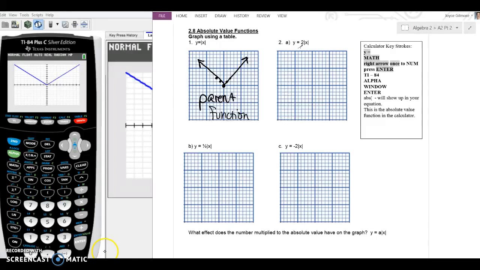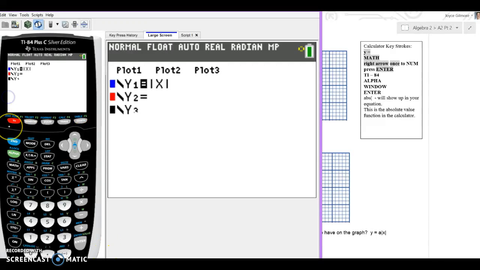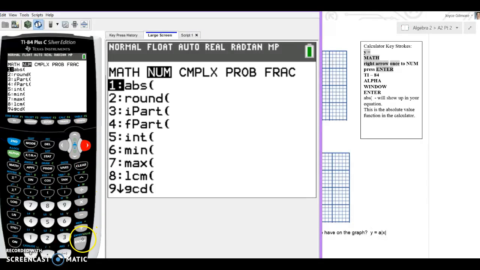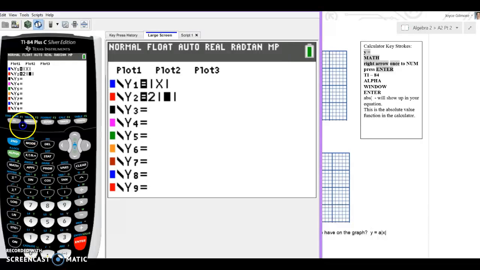So the really cool thing about this calculator, you don't have to clear out that old equation. Leave it there. Go down to y2 equals, push the y equals button. This time we want to punch the 2 first, and then get the absolute value of x. Do you remember how to get absolute value of x? Math button, arrow over, enter, x button. So get your screen to look like this, and then push the graph button and watch the magic.